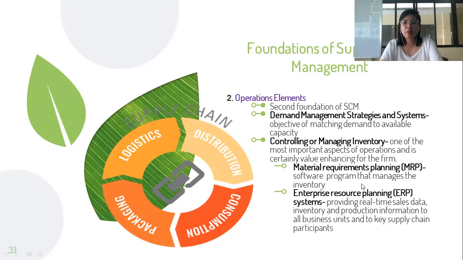So we have the MRP, or the software that manages the inventory. We also have the ERP, or enterprise resource planning. This provides real-time sales data, inventory and production information to all business units and to key supply chain participants. Okay? So these are all the factors that should be given importance under the operations element of the supply chain management foundation.